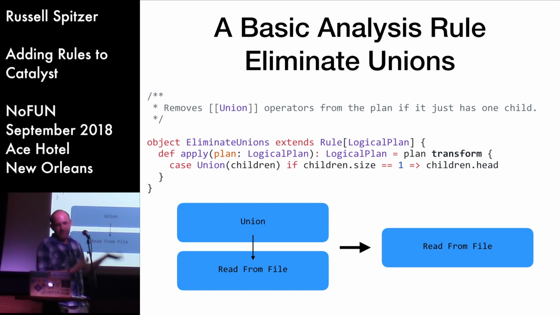So this is the kind of rules that are in analysis. And if you haven't seen, this is one of the cool things in Scala. This is that pattern matching based on the type, and then also adding a condition to the same pattern match. So anytime that there's a union and there's more than one child, this won't match. So this rule will do nothing.